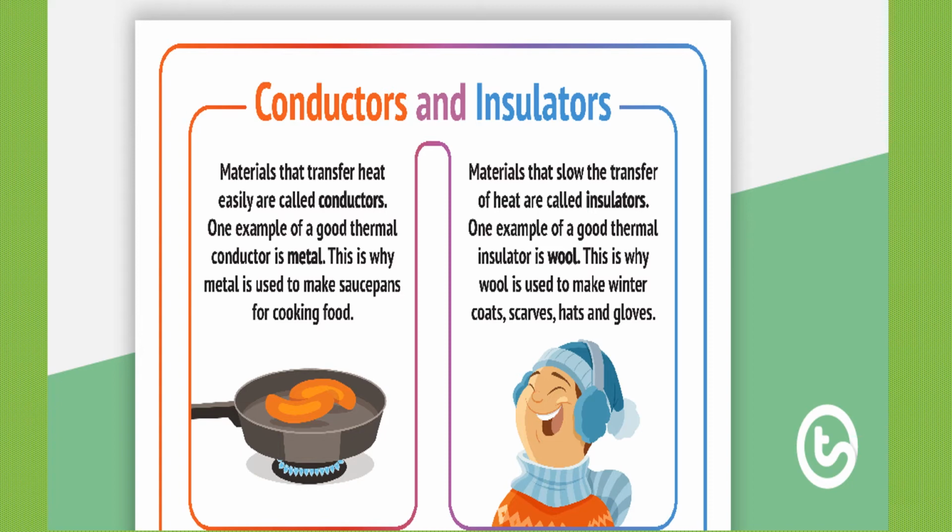There are two types of materials in terms of heat conductivity or the ability to absorb heat. These are conductors and insulators. Conductors are the materials that transfer heat easily. One example of a good thermal conductor is metal. This is why metal is used to make saucepans for cooking food, while insulators are the materials that slow the transfer of heat. One example of a good thermal insulator is wool. This is why wool is used to make winter coats, scarves, hats, and gloves.